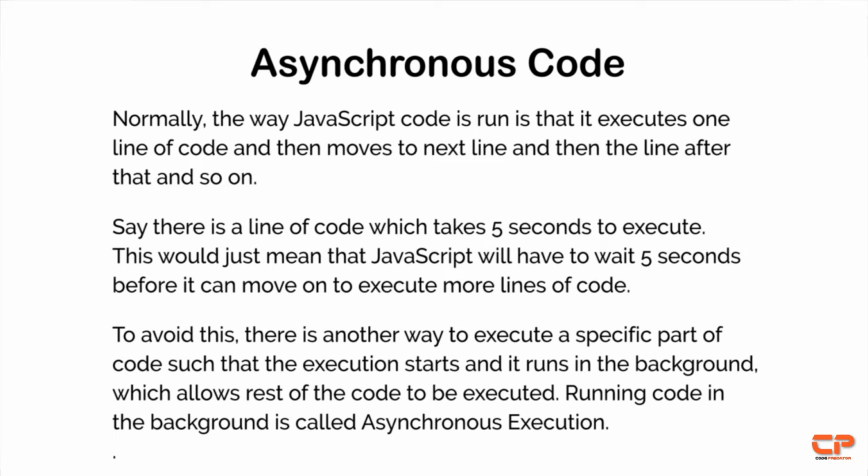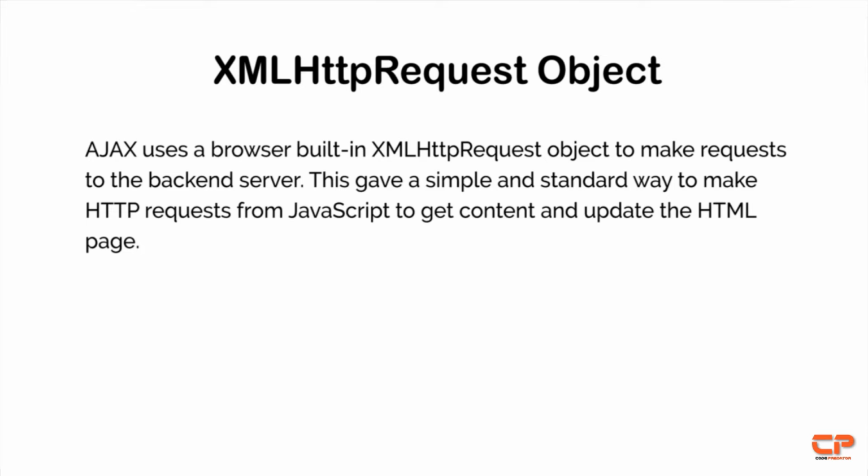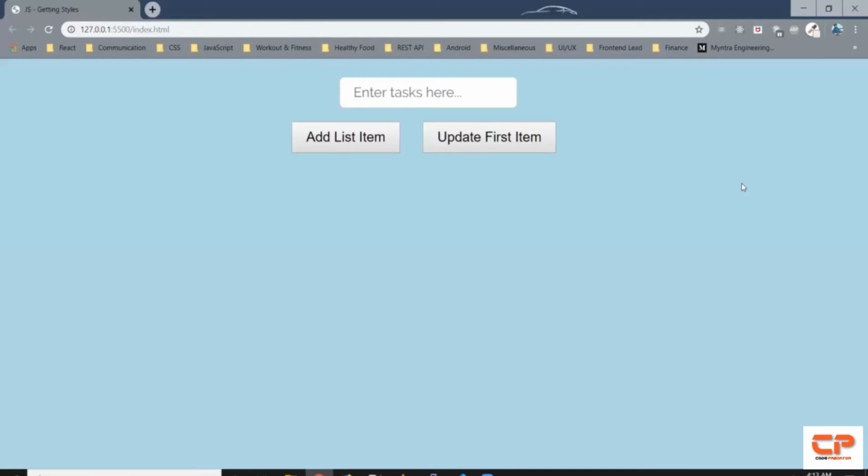Now, you must be wondering what line of code might take 5 seconds to execute. When you send a request to the backend, it takes time to bring back the response. And for some requests, it might even take up to 5 seconds or even more. That's why it is recommended to make backend requests asynchronous. AJAX uses a browser built-in XMLHttpRequest object to make requests to the backend server. This gave a simple and standard way to make HTTP requests from JavaScript to get content and update the HTML page. Let's give it a try.